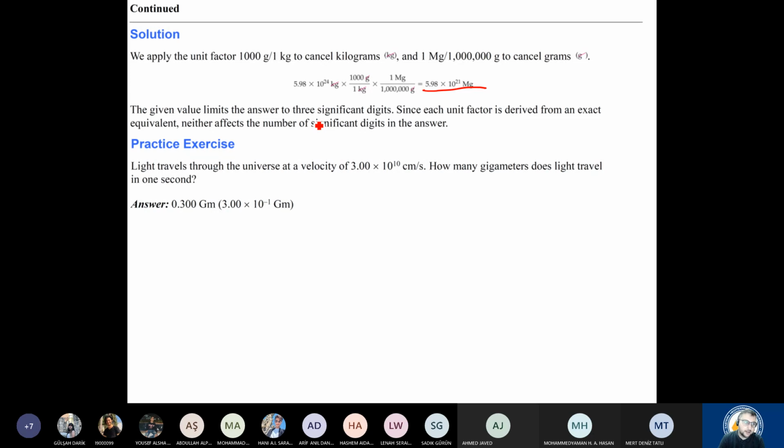And here the given value limits the answer to 3 significant digits. So if they give you 3 significant digits in the question, you must find the result also in 3 significant digits. If they give you 2 significant digits, then you must find it in 2. Yes, this is another homework for you. This is also a good example about the speed of light.